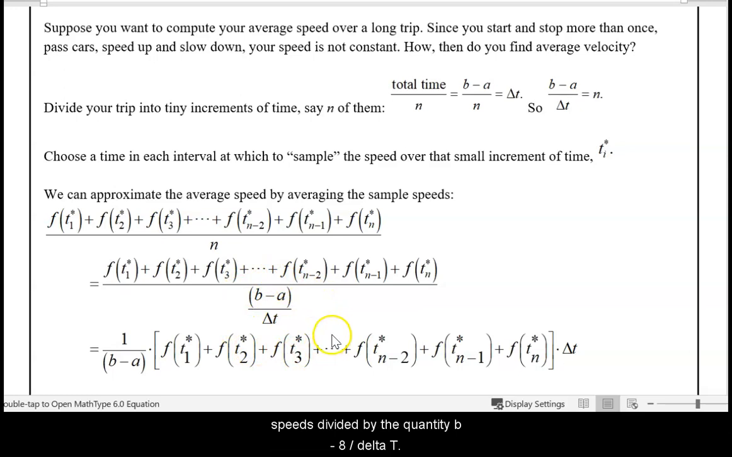However, when you have a complex fraction, remember you can solve this by, instead of dividing by the fraction, multiplying by the reciprocal. You'll notice that I've split the fraction into two pieces, the 1 over b minus a and the delta t here at the back. The next step we want to do, of course, is to figure out what this means in terms of the average speed.